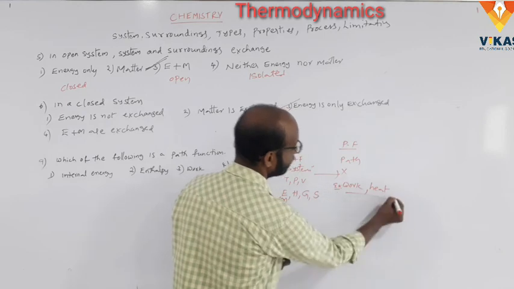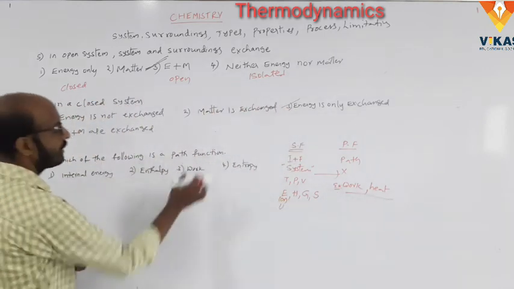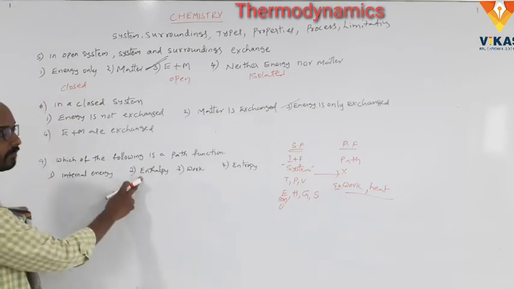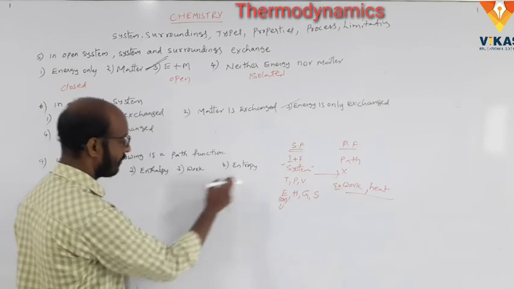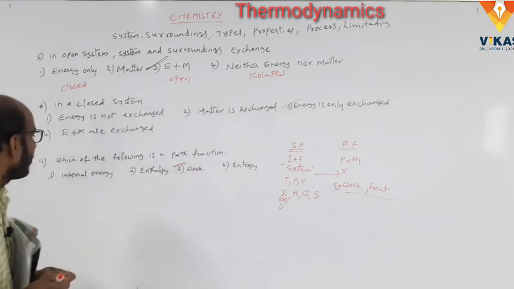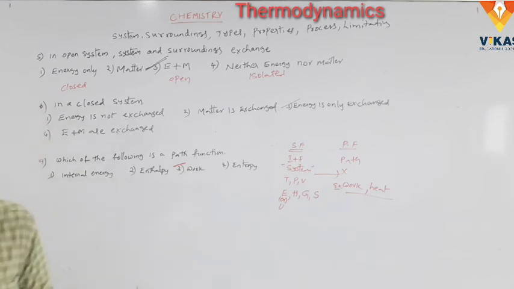These are examples of the path function. So the question is, which of the following is a path function? Internal energy is a state function, enthalpy is a state function, entropy is a state function, work is the path function. So the answer is the third one. Which of the following is a path function? That is work.